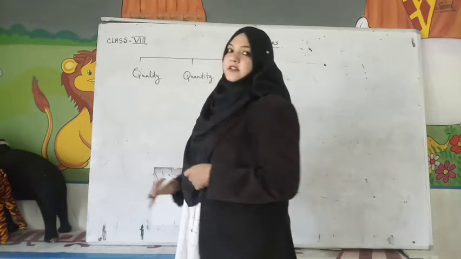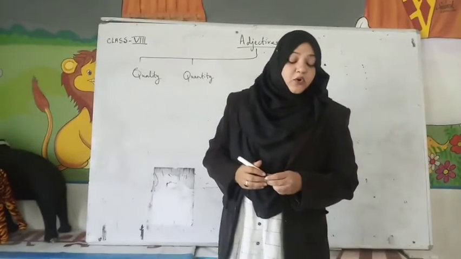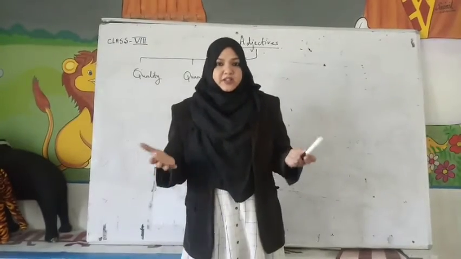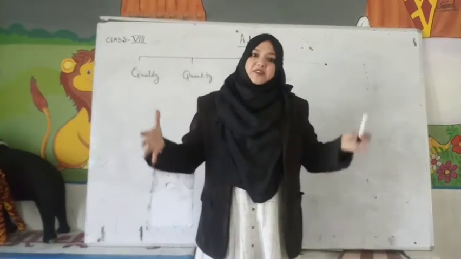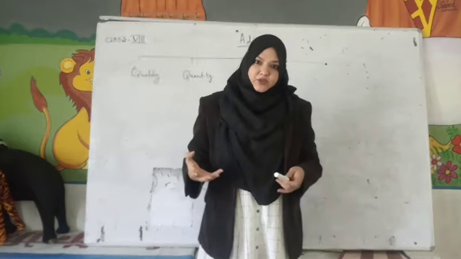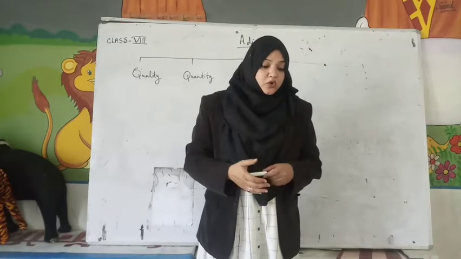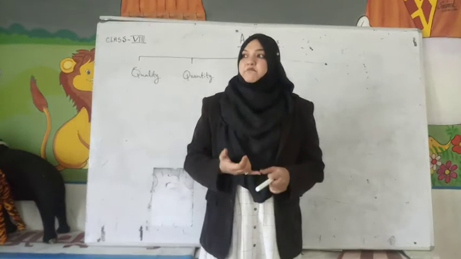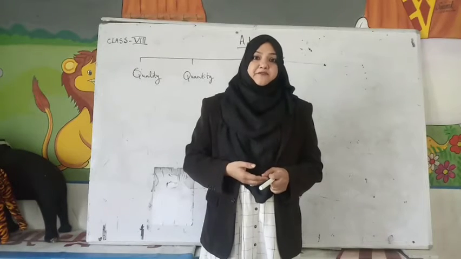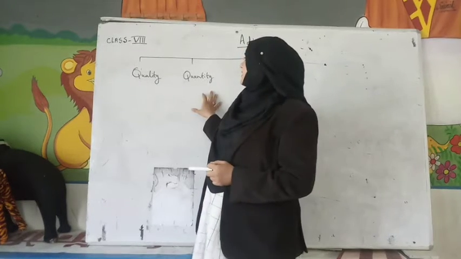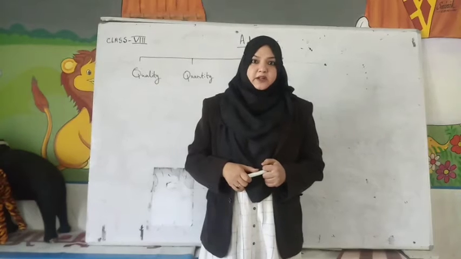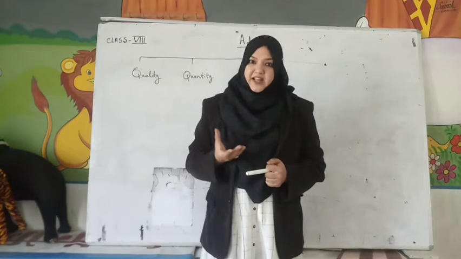What is quantity? Quantity is basically what you cannot count. It shows how much. Uncountable nouns come in that. So, if I say words like much, some, many, few, these all come under quantity. Understood? Little, less. We have done this.